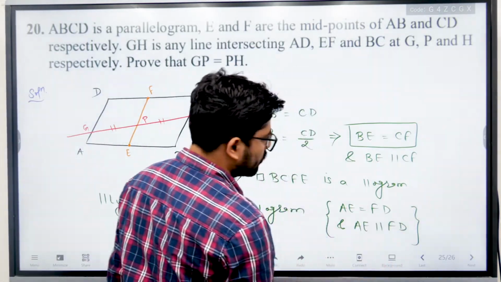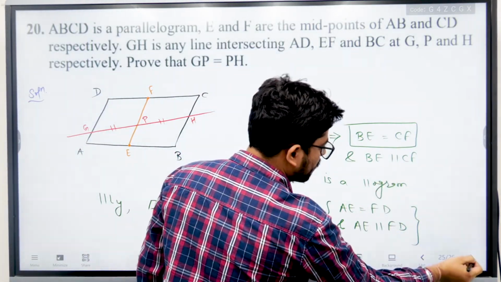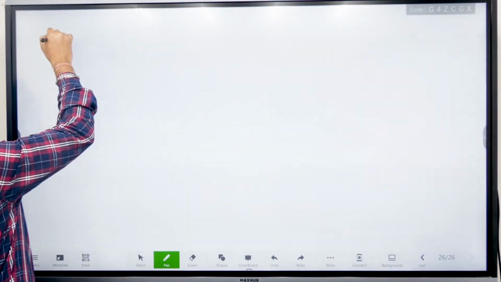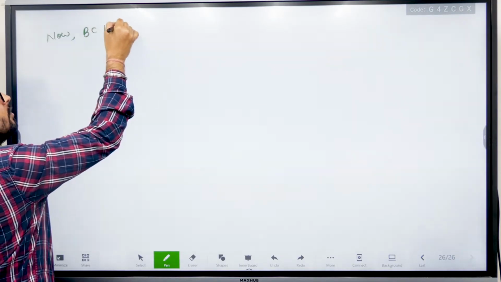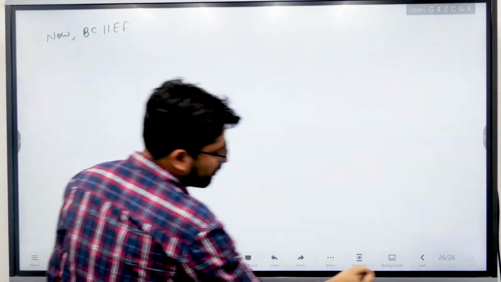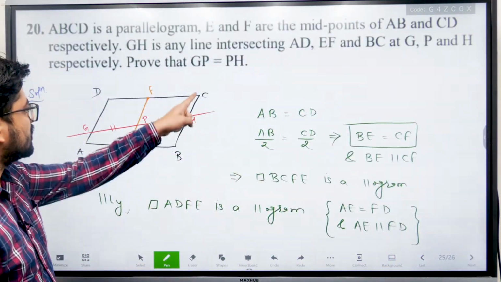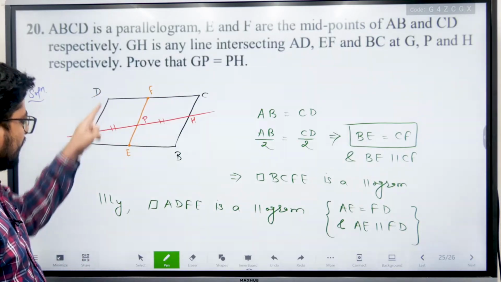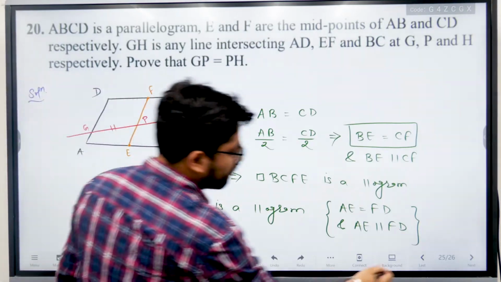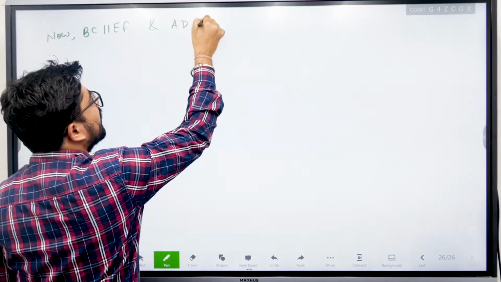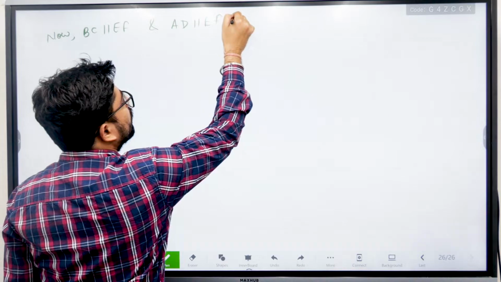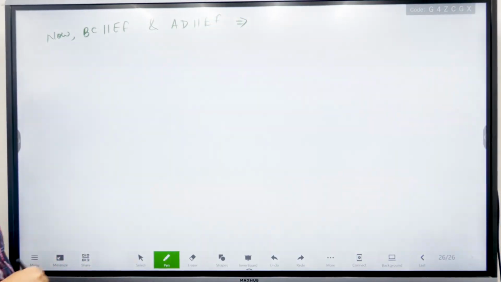Okay. Now we can say BC is parallel to EF. Yes, BC is parallel to EF. And AD is parallel to EF, because BCEF and ADEF are parallelograms.